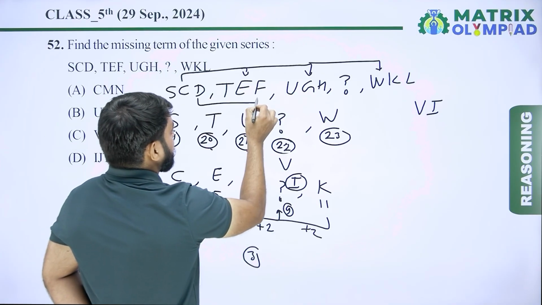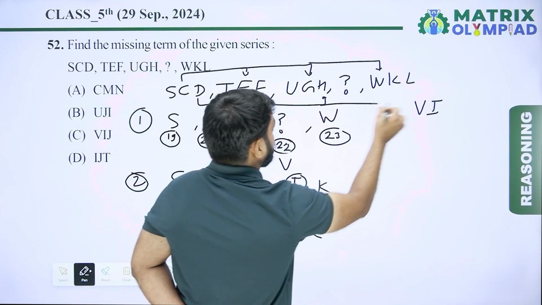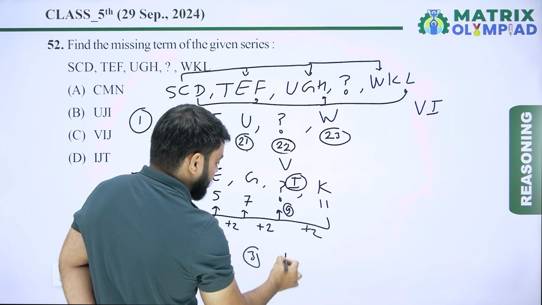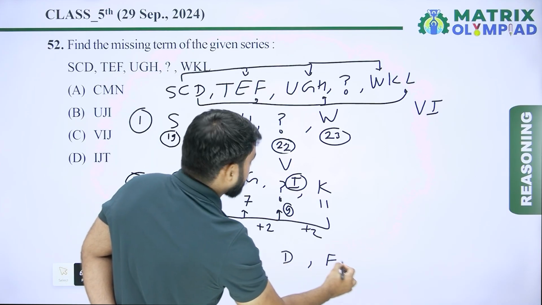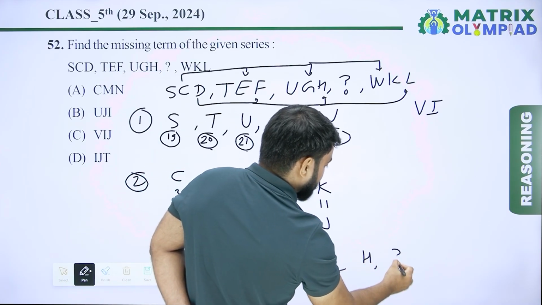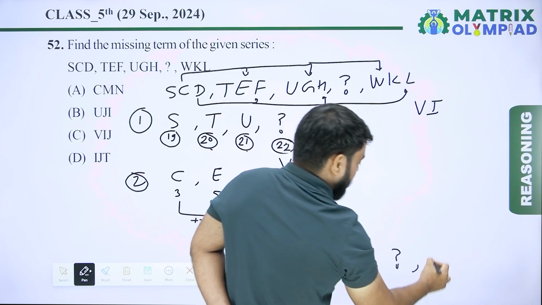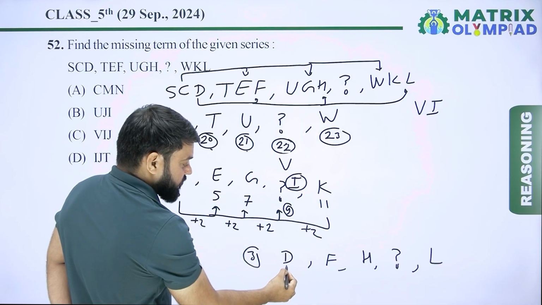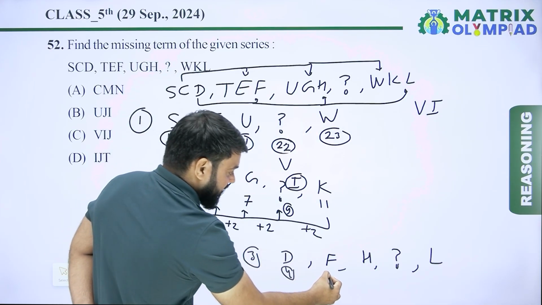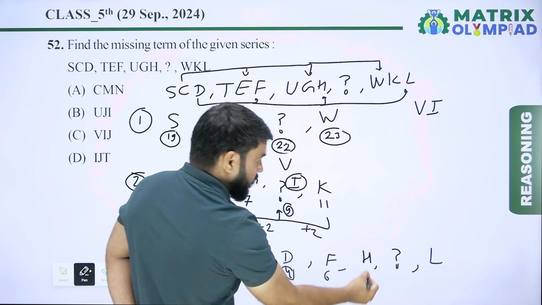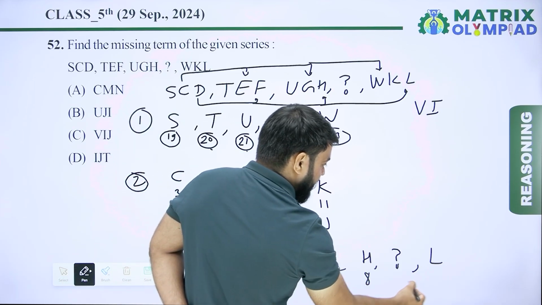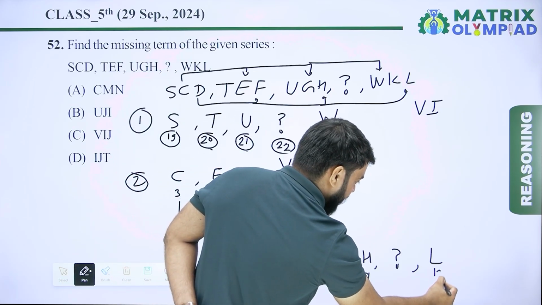choose the third letter of each term. So the third letter of each term is D, F, H. Next is missing. After the missing one, next is L. So the place value of D is 4, the place value of F is 6, the place value of H is 8, and the place value of L is 12.